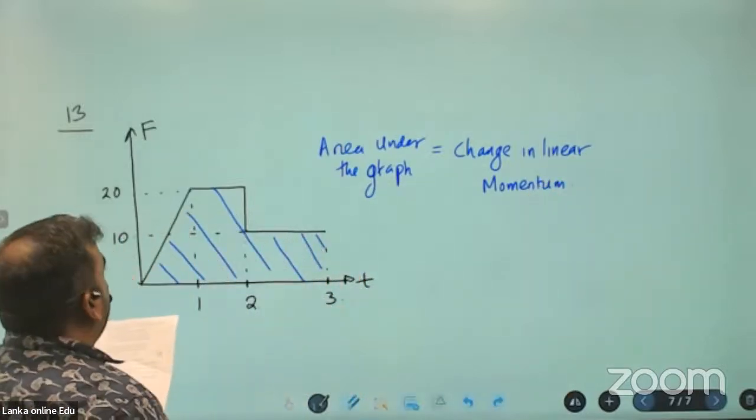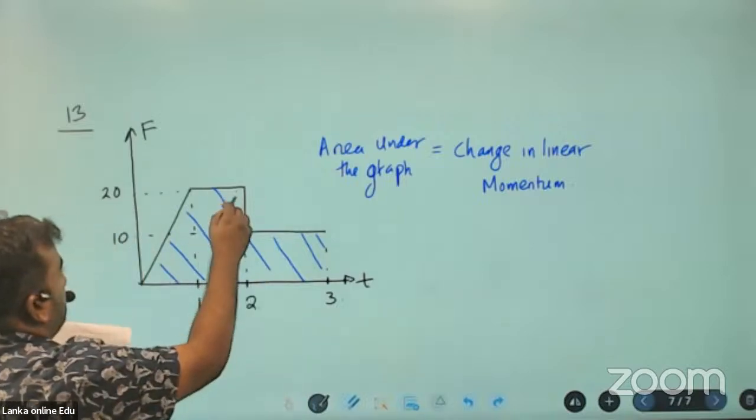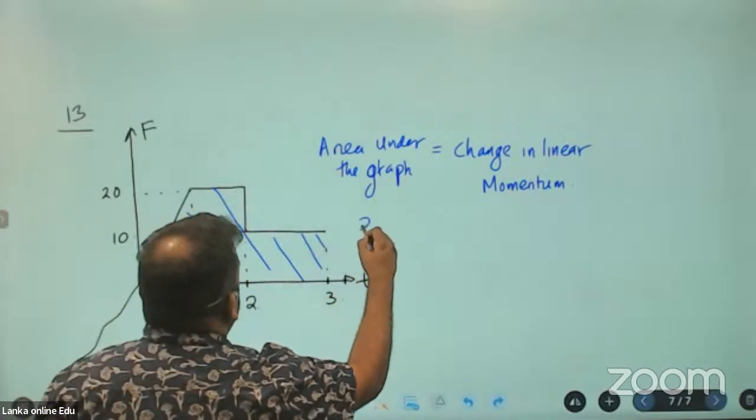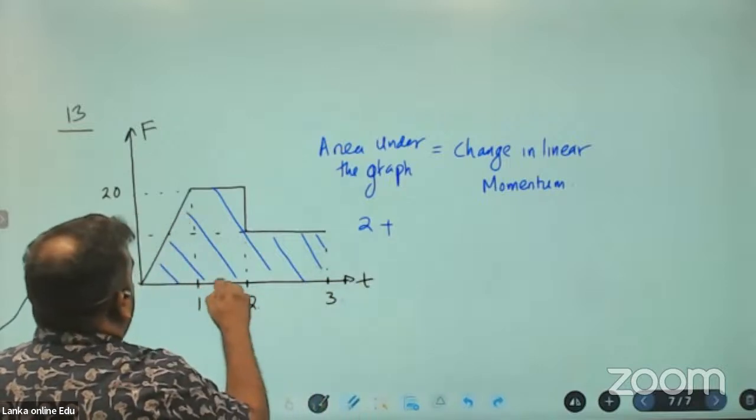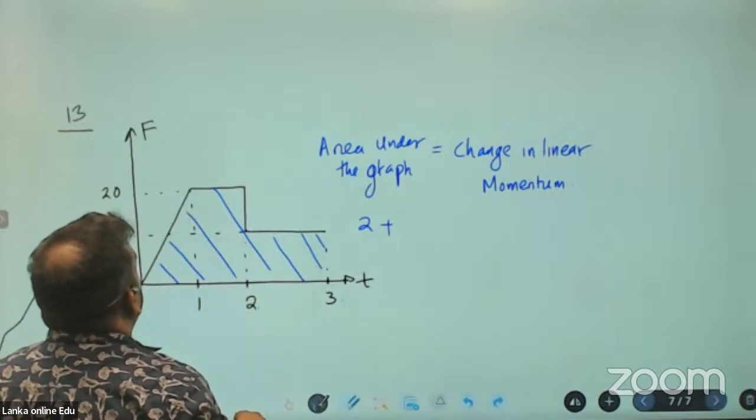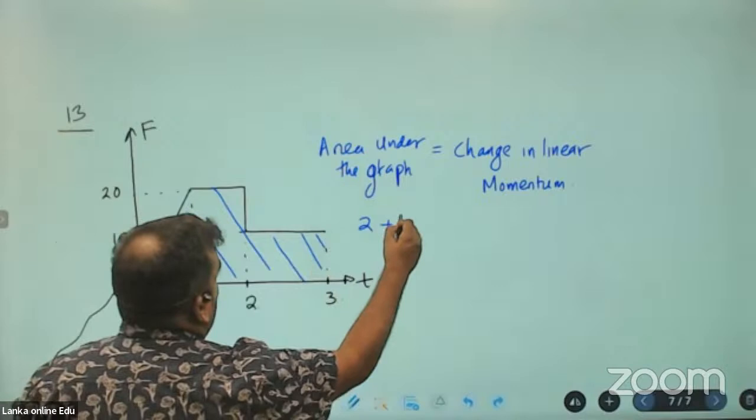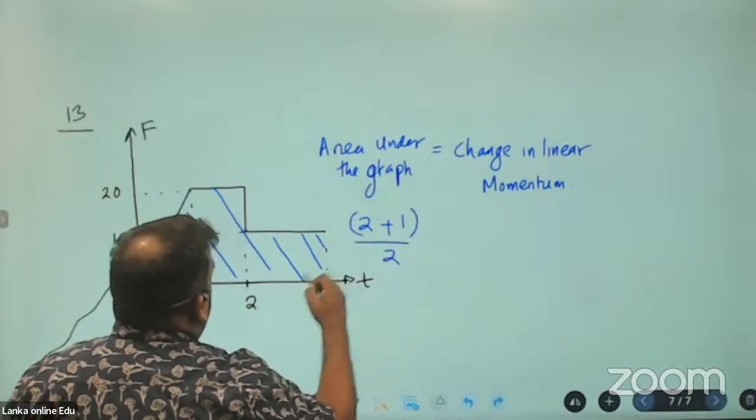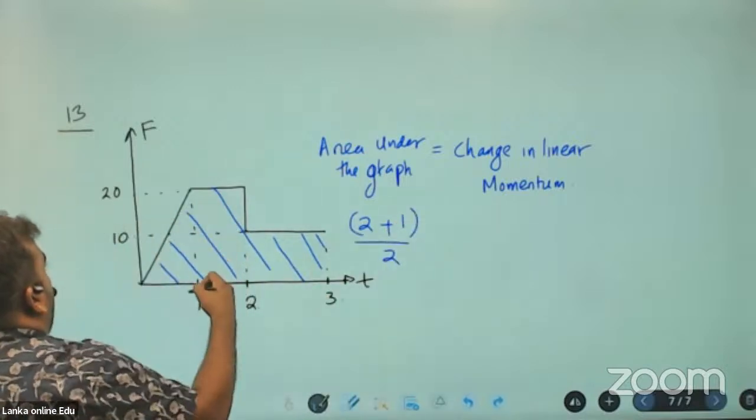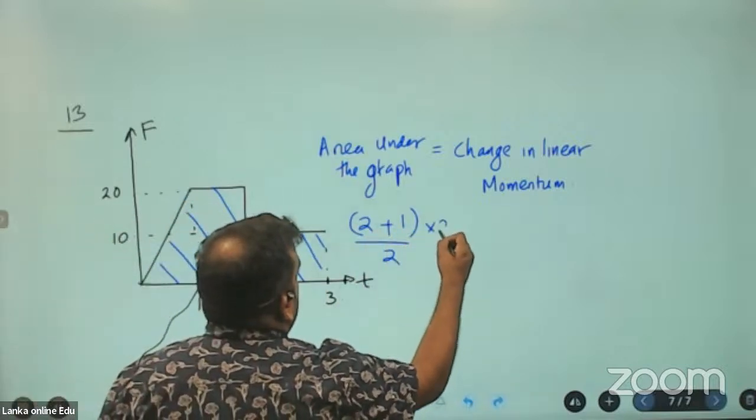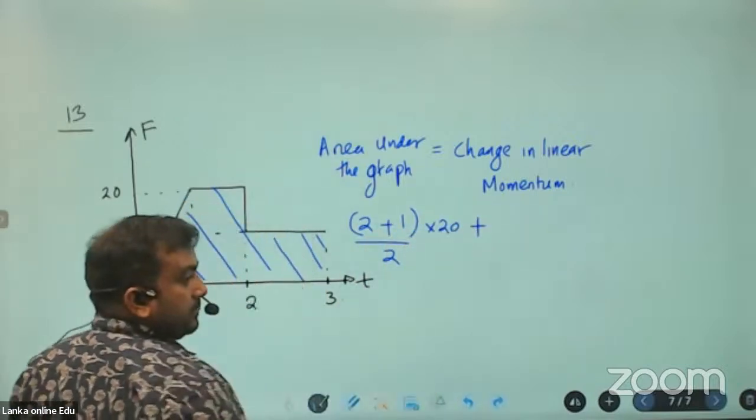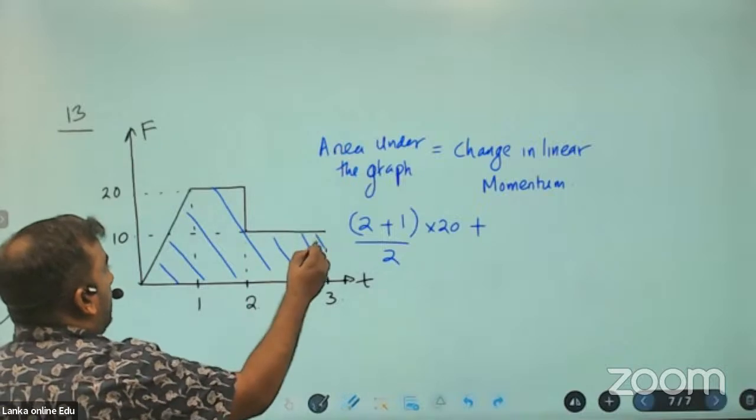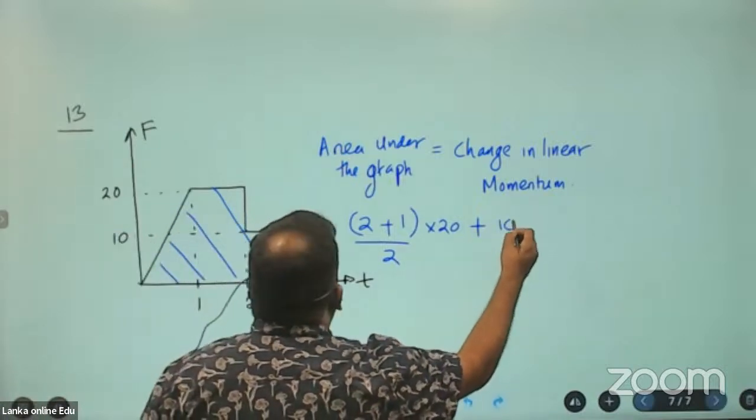Now from here you can apply: it's a trapezium area. So take the two parallel lengths, here 1, here 2, divided by 2, multiply by the perpendicular distance. Plus, here it's a rectangle, 10 times 1.